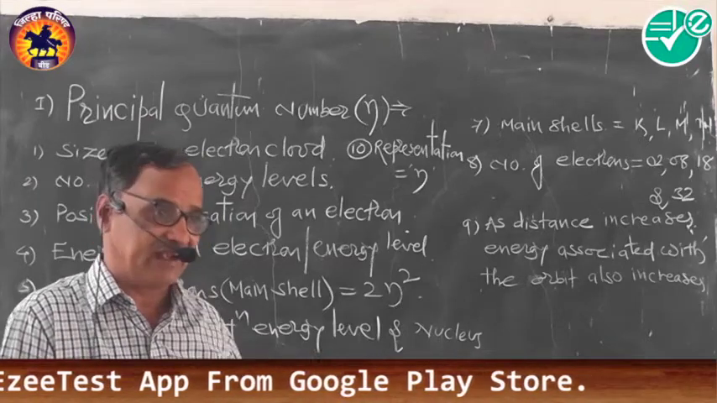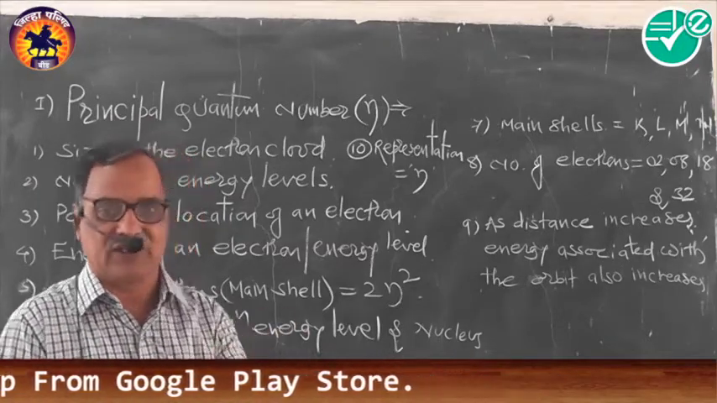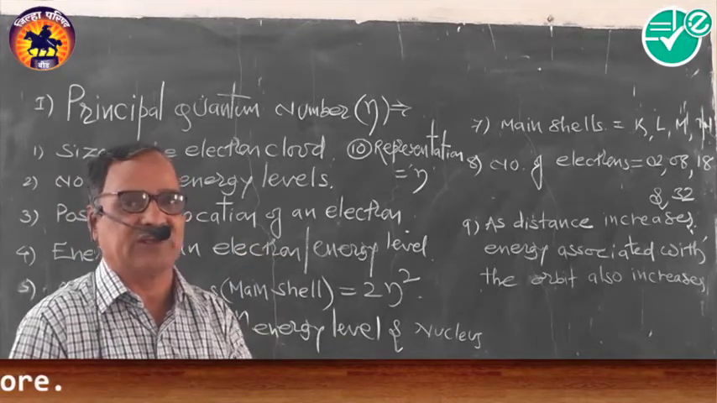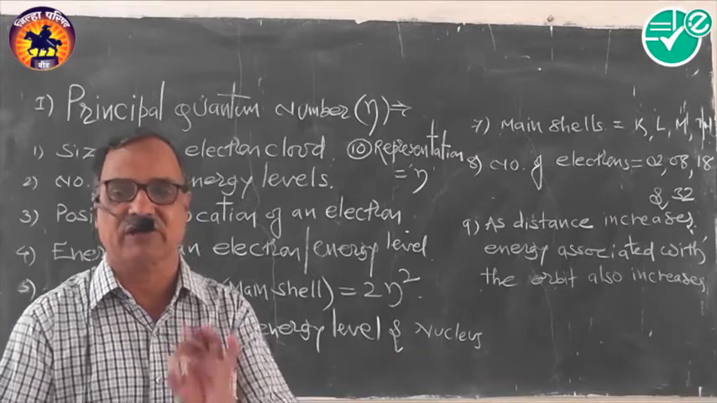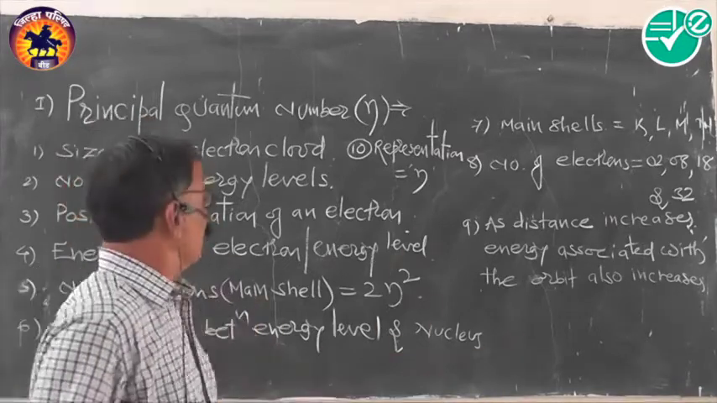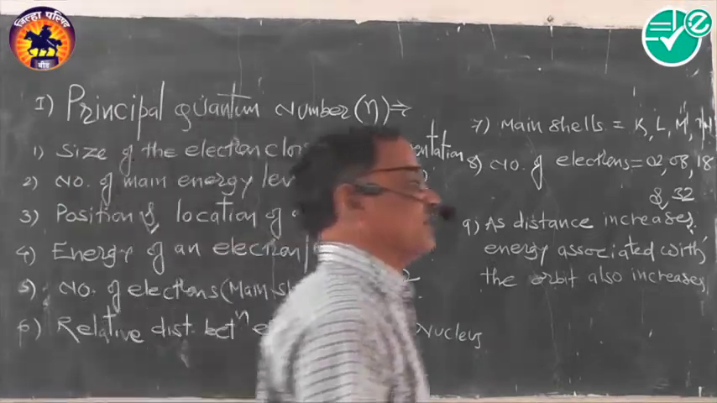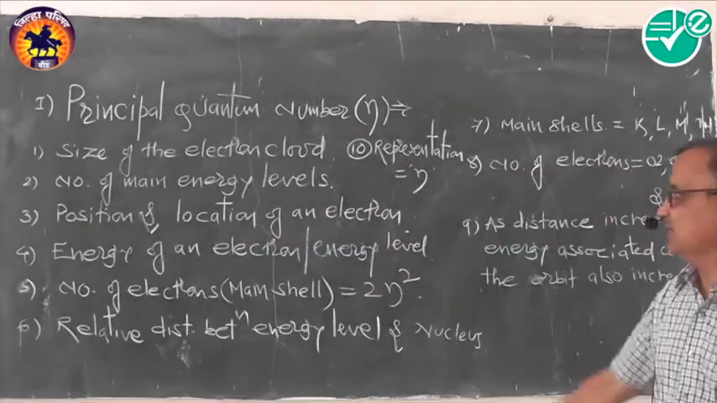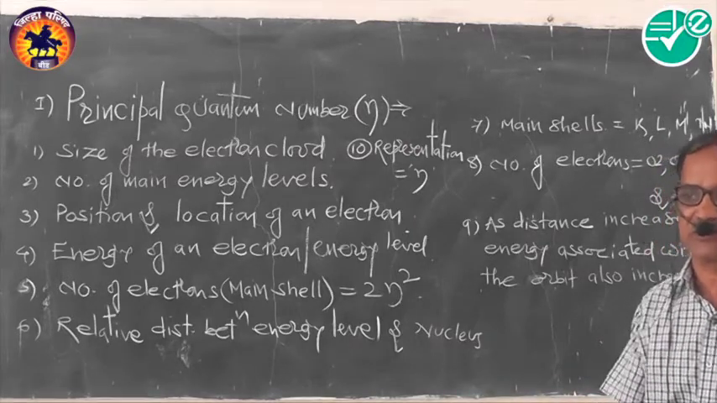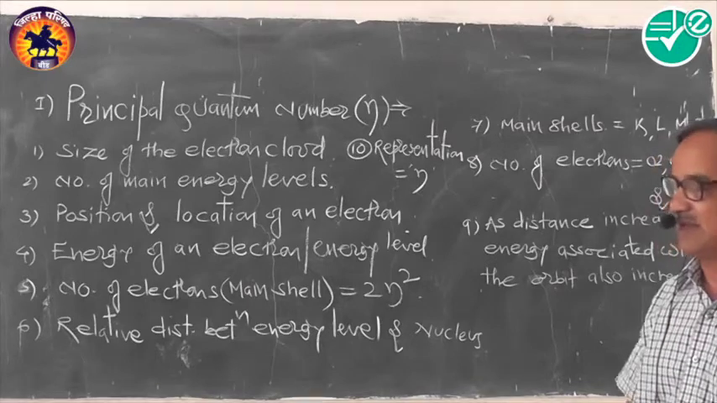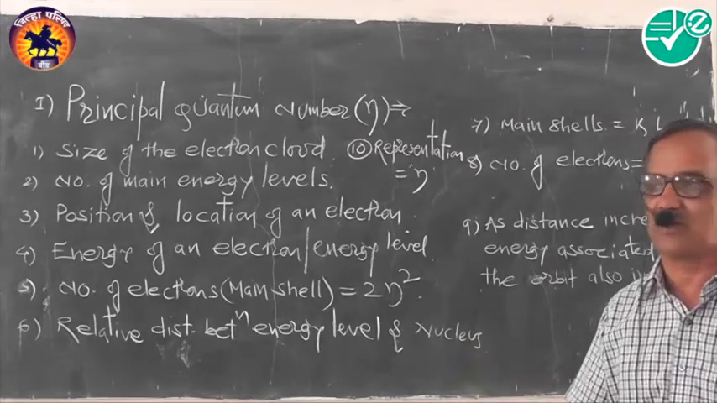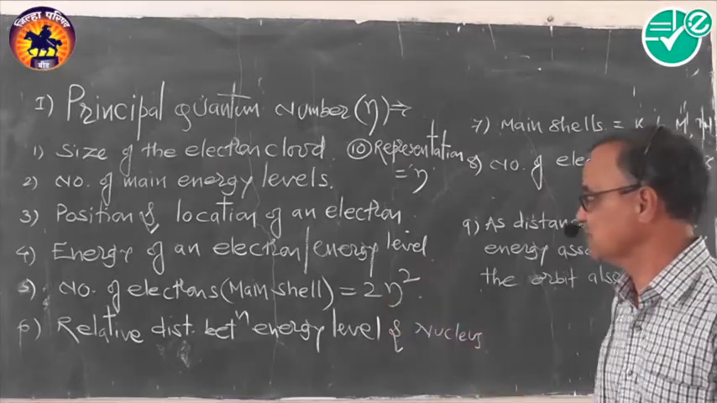It means the total number of electrons present in the orbit, or the total number of electrons present in the main energy level or main shell around the nucleus. So this is what the size of the electron cloud means, as explained by the principal quantum number. In simple words, that is the first character, the first feature: the principal quantum number gives the size of the electron cloud. This is the first point.